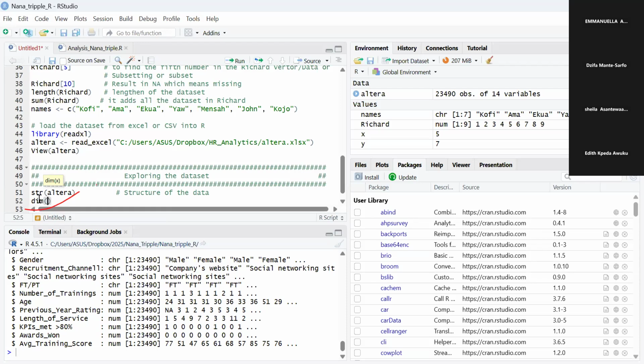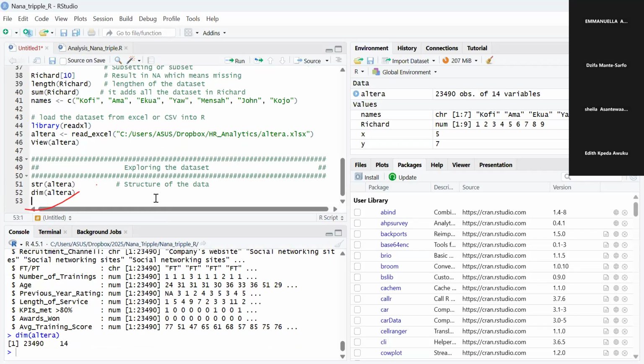The next one is DIM. DIM is just to tell you, you want to know the dimension of the data set. Now, please listen, when you are given data at work, whenever I'm given data, I need to understand the data. So I will explore the data set to know. So the DIM is just the dimension of the data set. The dimension of the data set is telling you it is what?